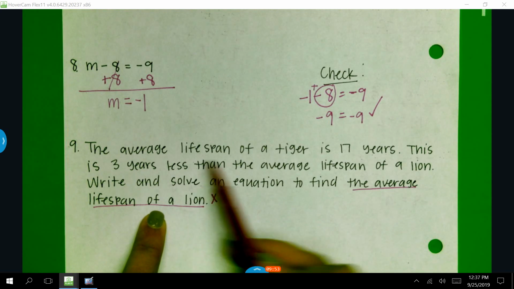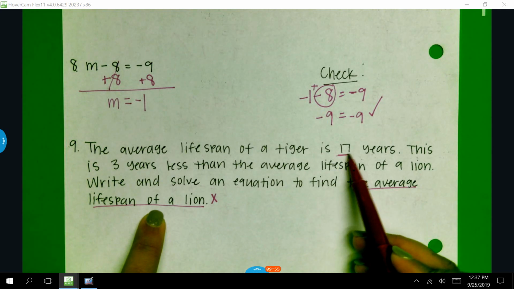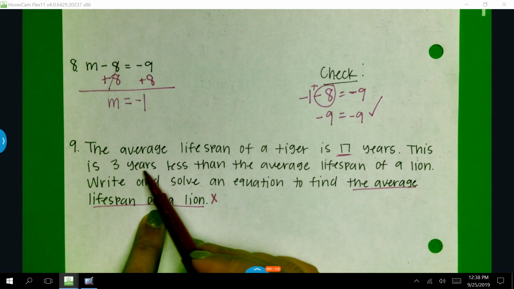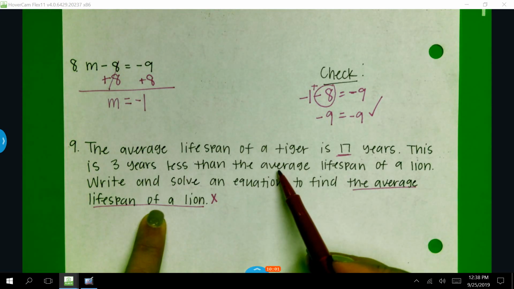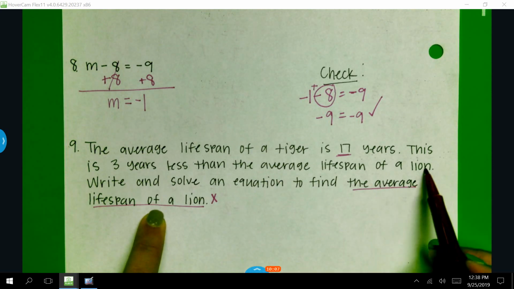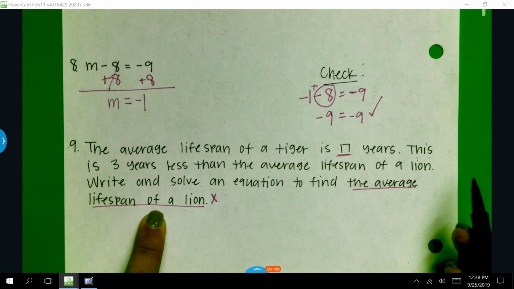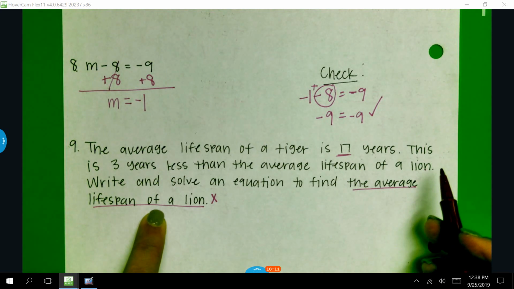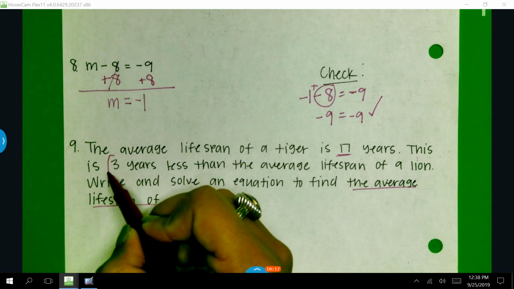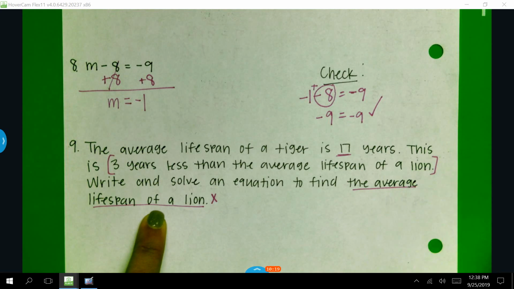I know that the average lifespan of a tiger is 17. They tell me that that is 3 years less than the average lifespan of a lion. So how would I say 3 years less than the average lifespan of a lion? Not quite. All I'm looking for is 3 years less than the average lifespan of a lion.